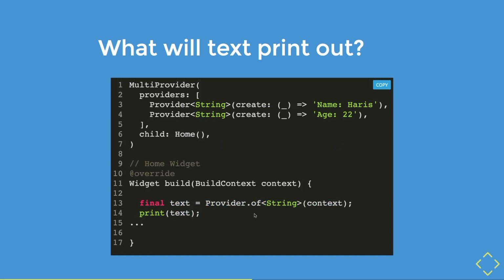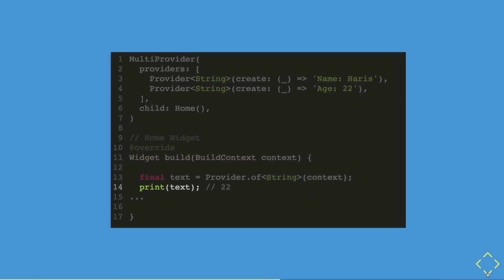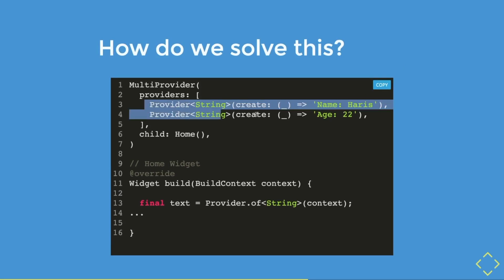I'll give you guys 1 second. Well, if your answer is 22, then you're right. That means the last provider in the list over here is the one that's being called here. Now, this is a problem because there are two providers of the same type, and sometimes you may forget how to differentiate between each of the data. So how do we solve this?